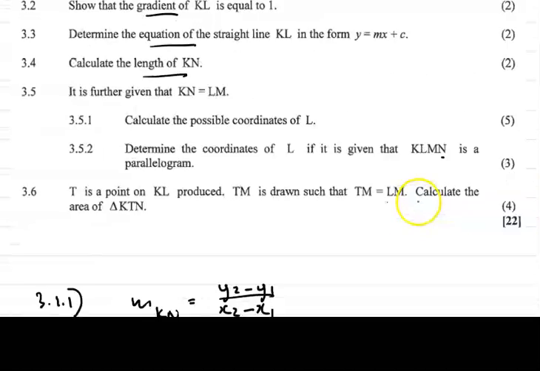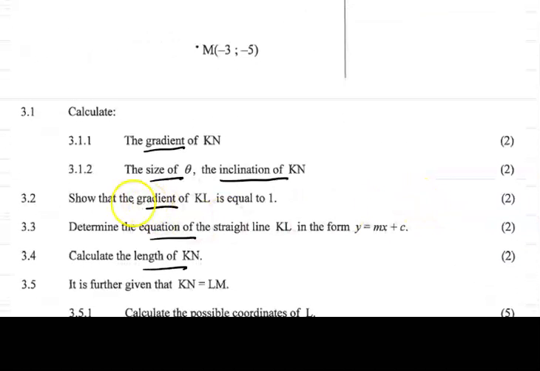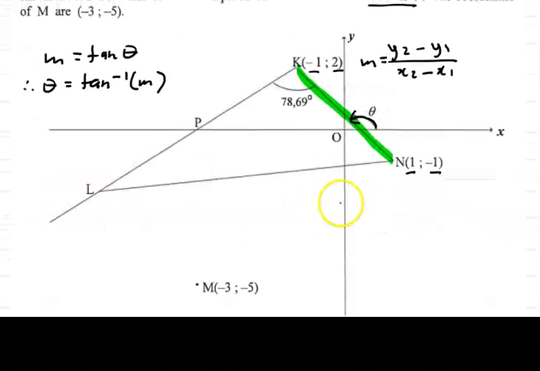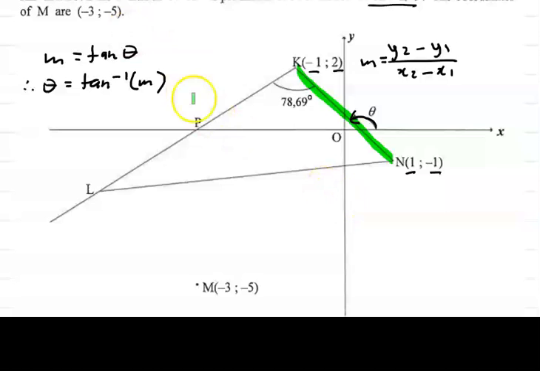Okay? Now, let's go look at 3.2. Show that the gradient of KL is equal to 1. So the gradient of KL is the gradient of this line here. So there's KL there. Now let's look at that very carefully. If you look at that gradient there, remember that we need 2 points on the line, or we need the angle of inclination to find the gradient of the line.